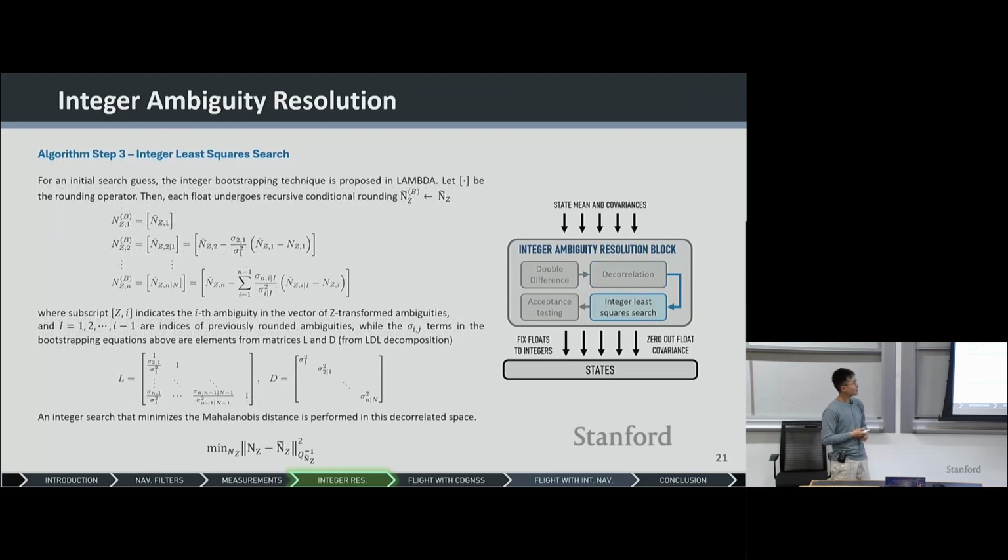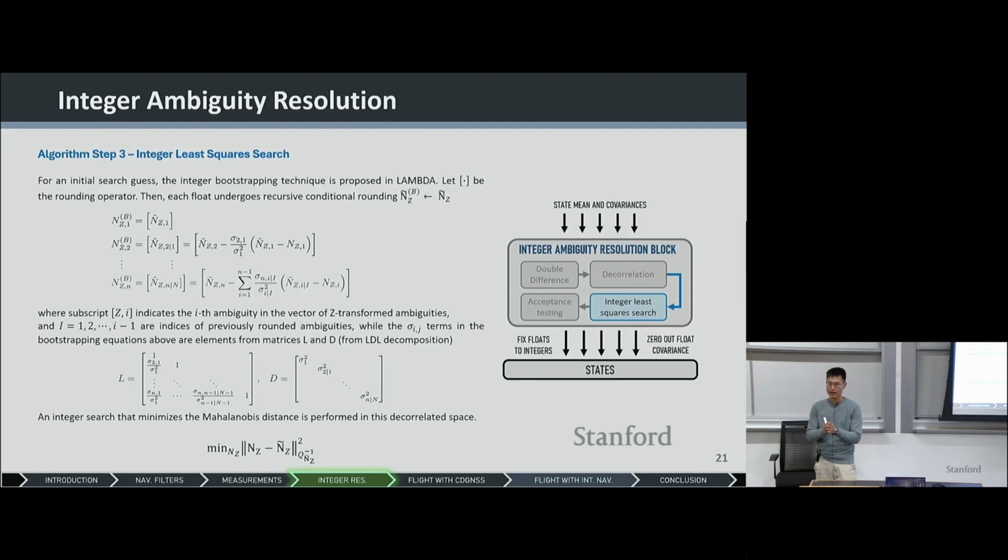When the optimizer actually begins, we need to demarcate a search space for the optimizer, because we're not dealing with floats. This is a discrete optimization. So we're searching over a discrete search space. We need an initial guess. And so what we have is something called integer bootstrapping, which is just saying what the rounded float integers would be, but conditioned on prior rounded float integers.